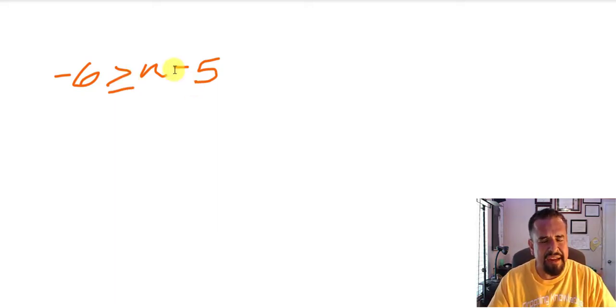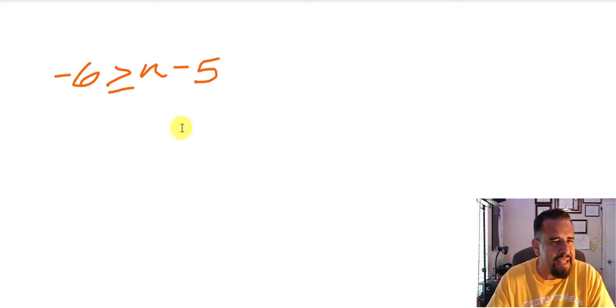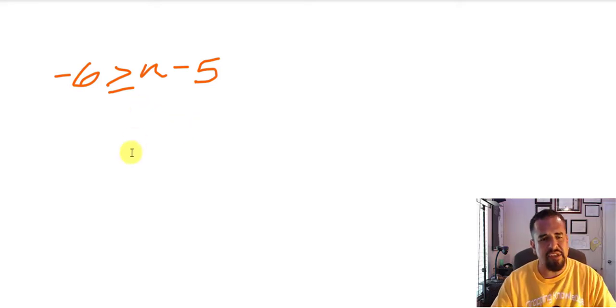So if it's less than, let's just think of possible answers. If n minus 5 has to be less than or equal to negative 6, well, this whole thing can be negative 6, or it could be negative 7, negative 8, negative 9, because it has to be less than negative 6. Therefore, this number right here, the n, if I'm going to take away 5, it has to equal negative 6 or be less than. Does that make sense?